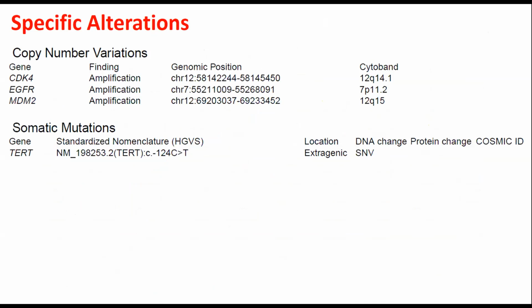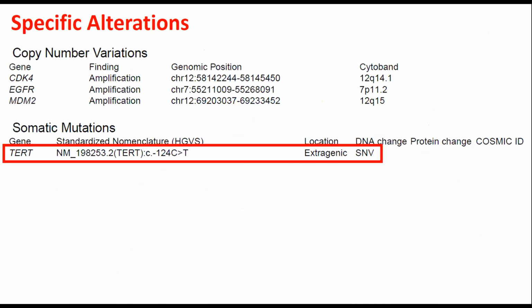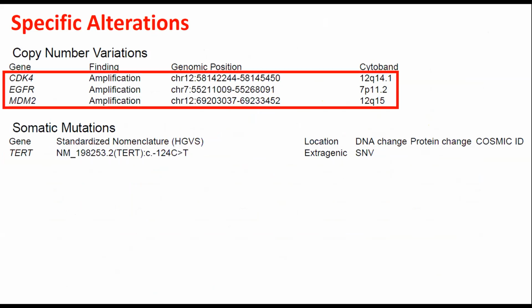All right, specific alterations. Here's the TERT. It is in fact c.-124C>T, the negative sign indicating that it's in the promoter region. And so you can see under location to the right, extragenic, that means in the promoter, the gene being defined as the coding region, the sequences of introns and exons. Okay, let's go to CDK. All of these, CDK4 and MDM2 on chromosome 12, amplification as we predicted, and then EGFR chromosome 7 amplified.